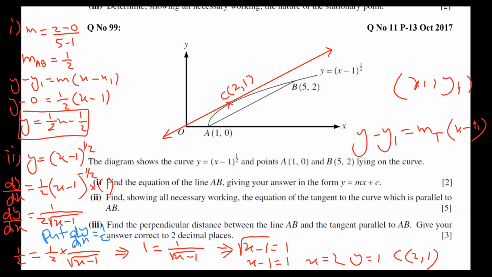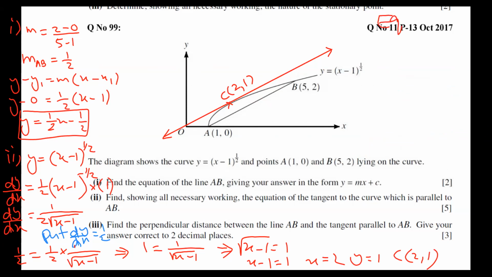I got the equation of the point. It means that the curve has many gradients, but at C (2, 1) they are parallel to this gradient. Okay, so now I can plug in this (2, 1) here and here, and I can get the equation of the tangent very easily. So I am finding on the top the equation of the tangent.